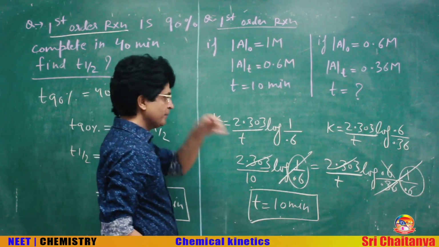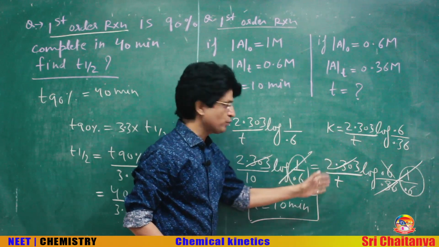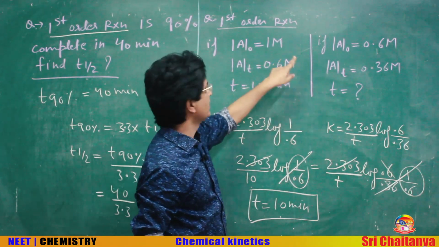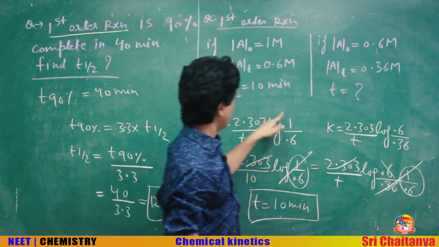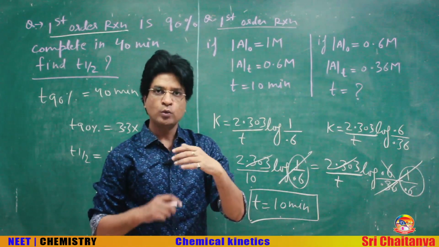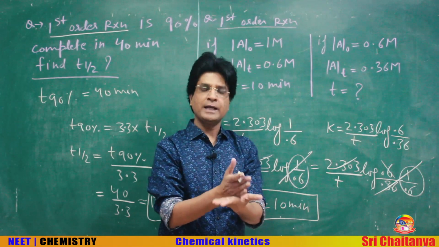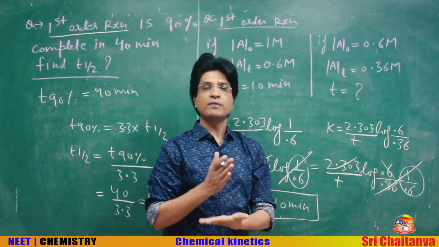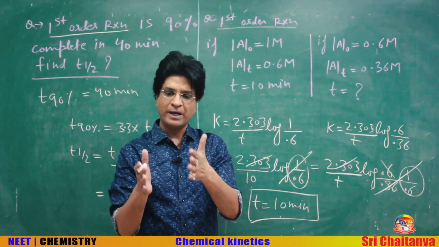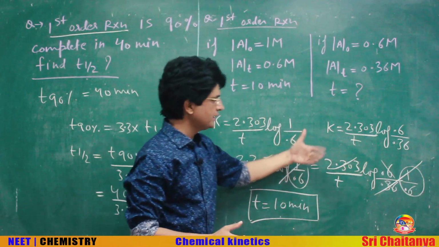So remember the significance of this question: if you take the ratio, the fraction will be the same. For both of them, the fraction is 1 by 0.6 and 1 by 0.6. So what I'm trying to say is that to finish the same fraction of reaction, the time required will also be the same. In a first order reaction, I repeat, the time required to complete a reaction by a certain fraction will always be the same. How come? Let's see in the other examples.